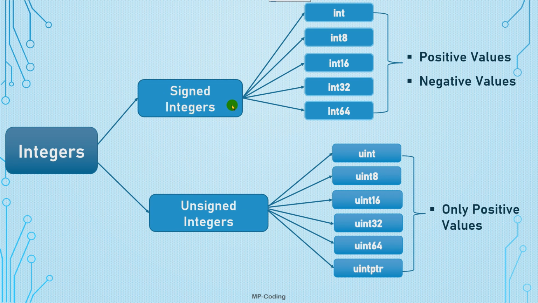Signed integers have int8, int16, int32, int64. And here we can put positive numbers and negative numbers. Then unsigned integers have uint8, uint16, uint32, uint64, uintptr. And here we can only put positive numbers.